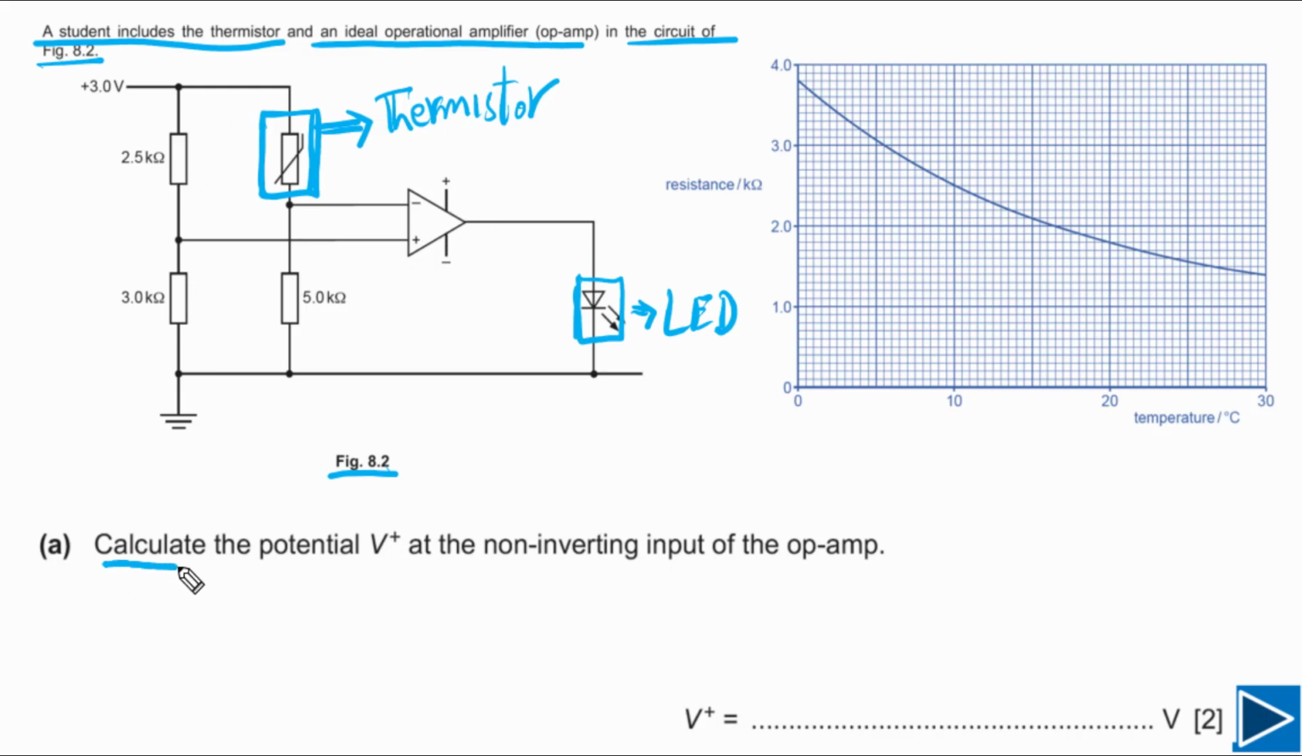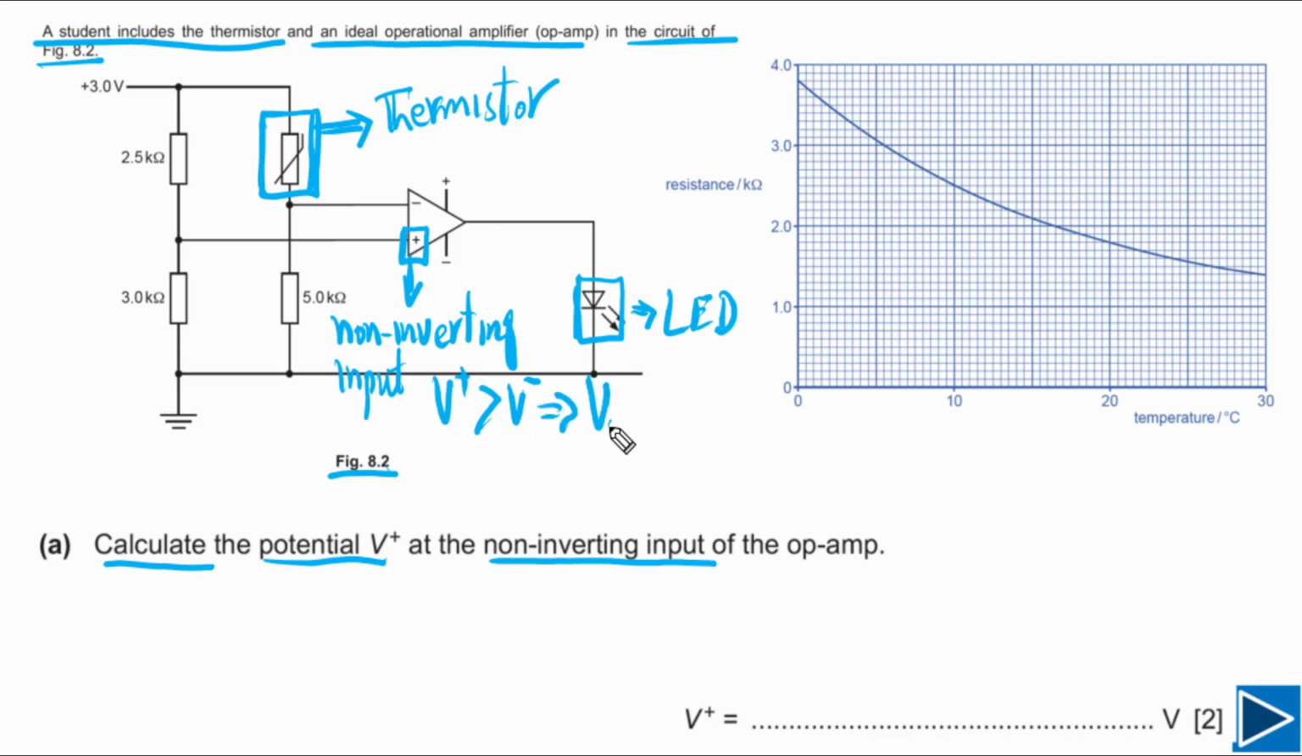For part A, the question is asking us to calculate the potential V plus at the non-inverting input. If you look at the op amp, it has two inputs, one with a positive sign, that is called the non-inverting input. If V plus is greater than V minus, then V out will be positive. So V out will be positive, which means current will flow like this.